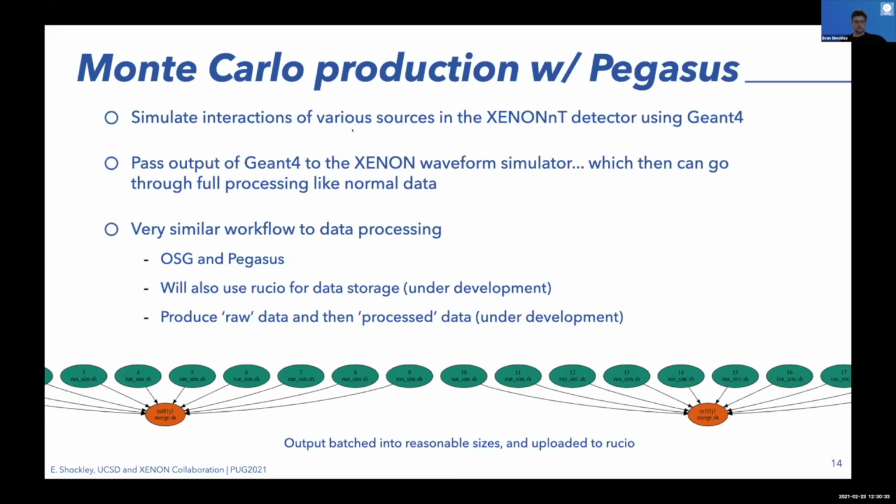Instead of taking data from the detector itself, we create fake data using XENONt4. We then pass that fake data into a waveform simulator that turns it into the exact same format that real data from the detector would look like, which from there can go through the exact same processing chain as the normal detector data. So this is also very much under development right now.